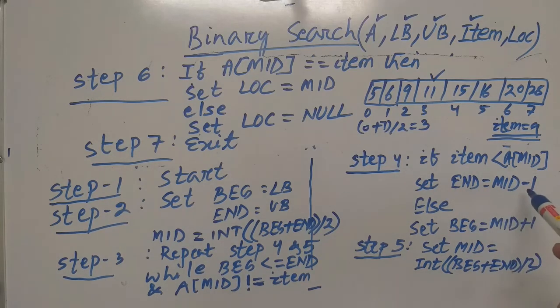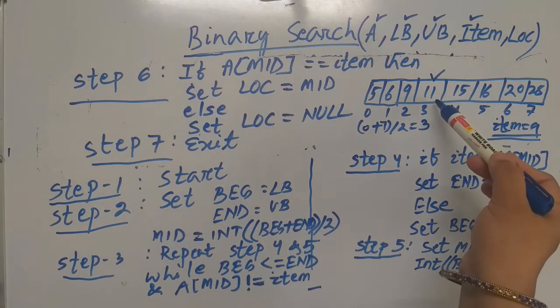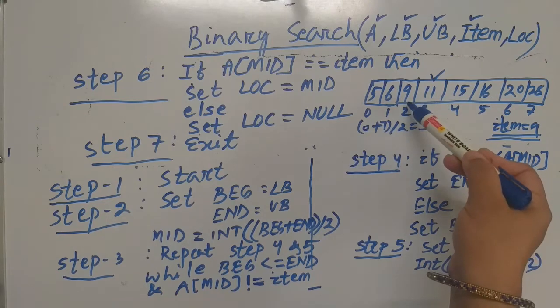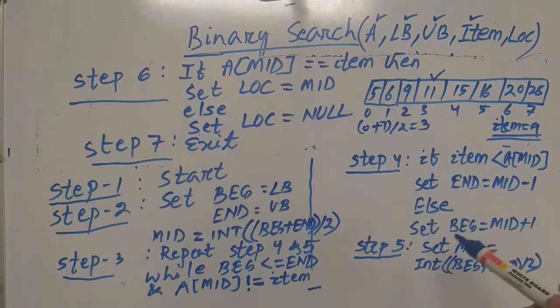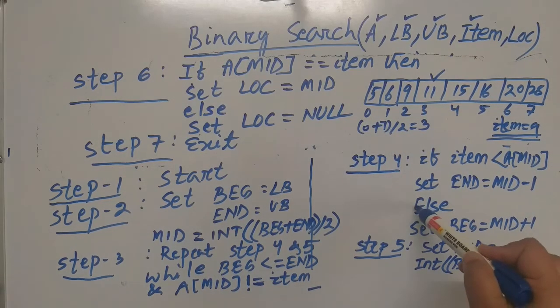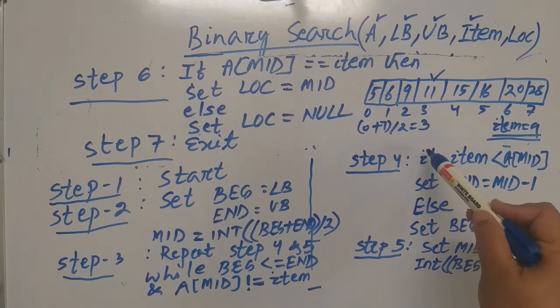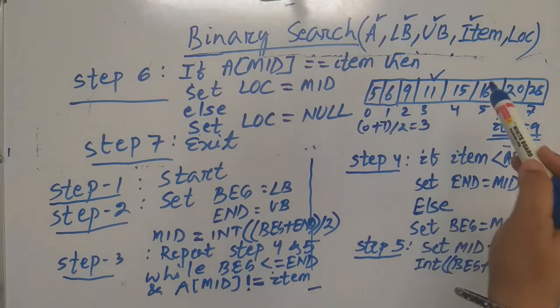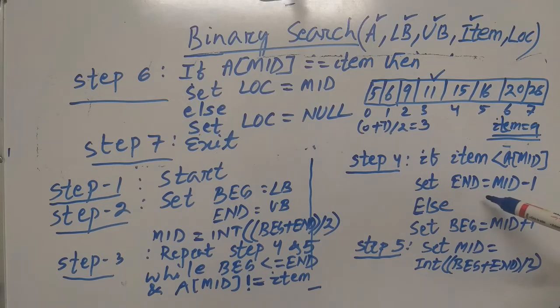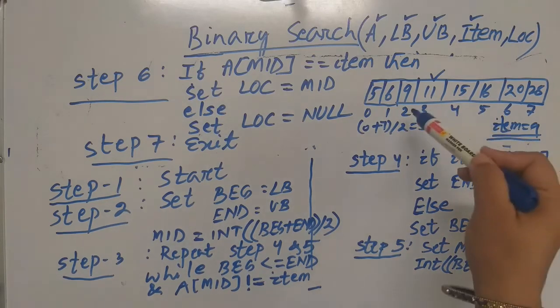Set end equal to mid minus 1. The mid position is here, and mid minus 1 is here. That means the value of mid minus 1 is 2. And here the else part is not executed. Why not? Because if the if part is satisfied, we do not execute the else part. We go directly to the next step: set mid equal to the integer of begin plus end divided by 2. So here the begin is still 0, but the end position is changed to mid minus 1, which is now 2.